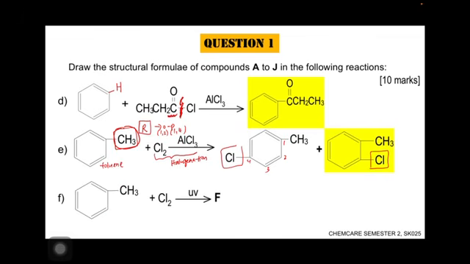Okay, F. Again, reaction of toluene. Reaction of toluene with Cl2 and UV. This one is free radical substitution. Free radical substitution will occur at your side chain, so the side chain at your CH3. One of the hydrogens will be substituted with chlorine.